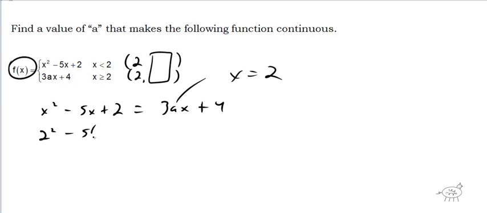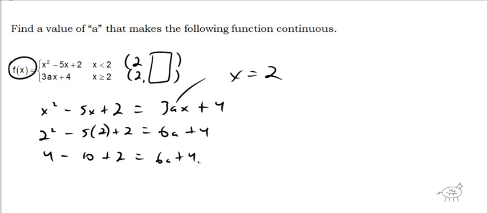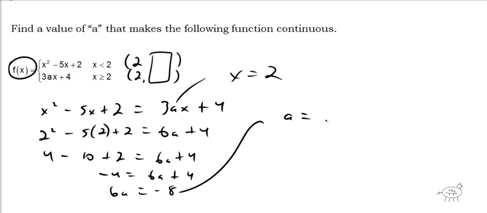So we get 2 squared minus 5 times 2 plus 2 equals 3 times 2, which is 6a, plus 4. Okay, and then let's simplify it. So we get 4 minus 10 plus 2 equals 6a plus 4. So 4 minus 10 is negative 6, plus 2 is negative 4. So subtract 4, you get 6a equals negative 8. And so basically a is equal to negative 6 over 8, or negative 4/3. And that's your answer. What value of a makes the following function continuous? It's negative 4/3.